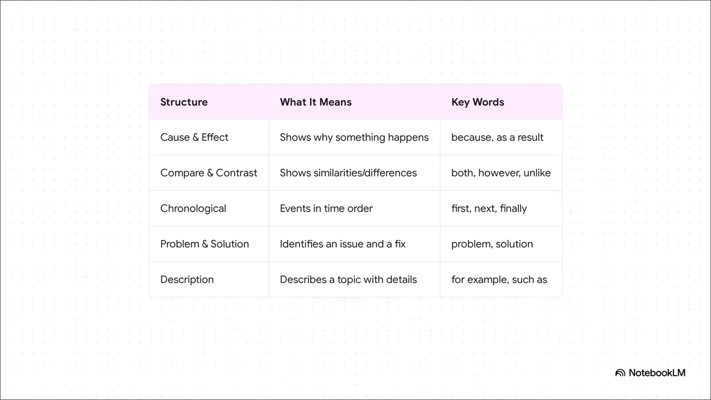Okay, this is basically your cheat sheet. Let's just run through them real quick. First, you've got cause and effect. That explains the why. Then there's compare and contrast, which shows you what's similar and what's different. Chronological, that's just putting things in time order. Problem and solution identifies an issue and then a fix. And finally, description, which is all about painting a picture with words. And the real secret? Look at that keywords column. Those are your road signs.